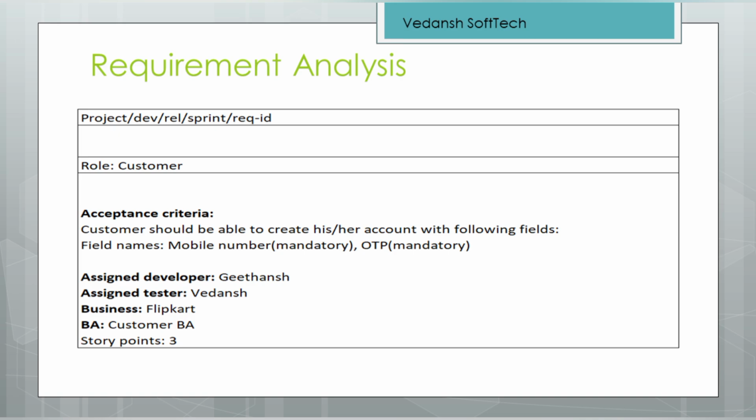Now coming to the second analysis, the user entered a valid number, then the valid number should enter the Flipkart database temporarily and an OTP will be created temporarily. This is the second analysis. Coming to the third analysis, the user entered the OTP, then he should be able to create his account. Thus the requirement is fulfilled.